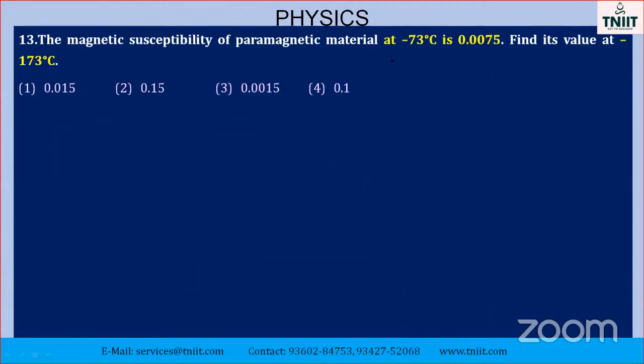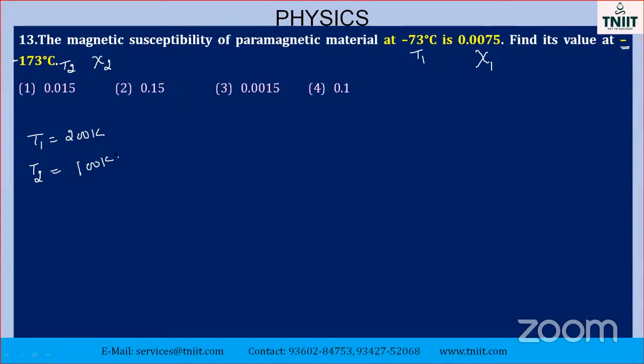The magnetic susceptibility of the magnetic material is chi1. This is at T1. Now you have to find chi2 for T2. But this is in Celsius, so you have to convert into Kelvin. So T1 should be 200 Kelvin. T2 should be how much? 273 plus minus 173, so T2 should be 100 Kelvin.